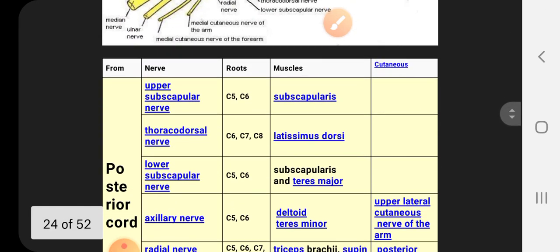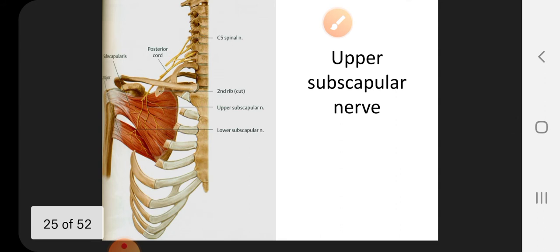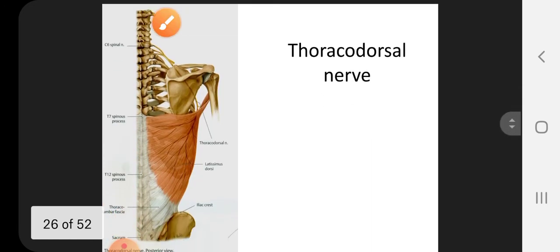Next, note the upper subscapular nerve. It is from the posterior cord of brachial plexus. You can see clearly here the subscapular nerve which supplies subscapularis muscle, that is upper subscapular nerve.